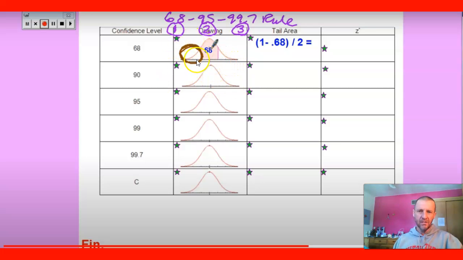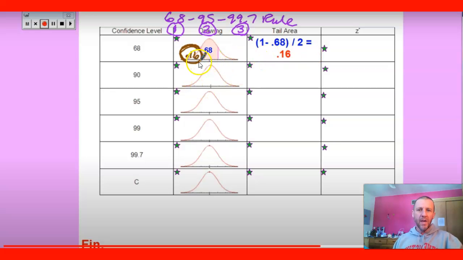100% is under the curve. Take away the 68% that's in the shaded part, that would be 32. But we only want this half, so divide it by 2. This part down here has got to be 16%. 16% of the values are in that part of the tail.